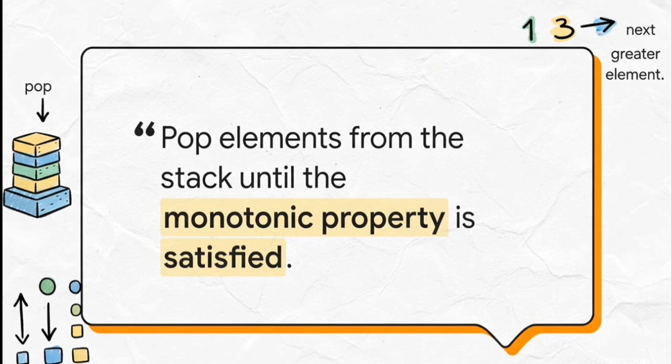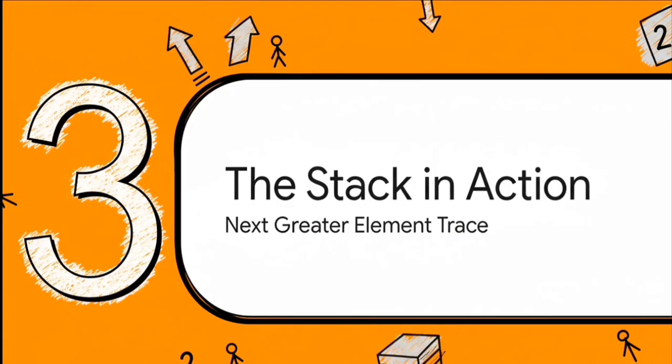This quote right here is the golden rule. It really is that simple. Before you push a new number onto the stack, you take a peek at the top. If your new number breaks the sorted order, you just pop elements off until the order is fixed. Then, and only then, do you push your new number. That's the whole game. Okay, theory is one thing, but seeing it work is where it really clicks.